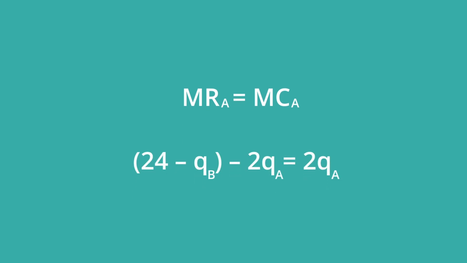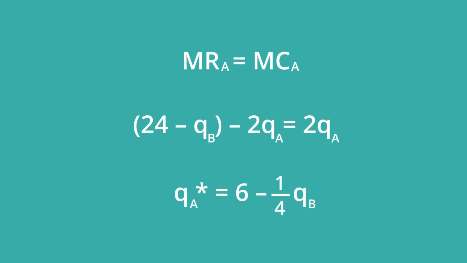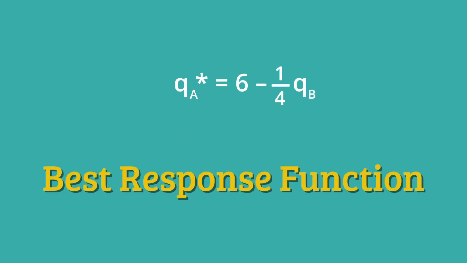24 minus QB minus 2 times QA equals 2 times QA. Thus, QA star equals 6 minus 1/4 times QB. This equation tells us one important insight. The profit maximizing level of output of firm A will be affected by the output produced by its competitor, firm B. The more firm A believes its competitor is producing, the less it should produce in order to maximize its profit. We call this equation, which describes firm A's optimal behavior, the best response function.